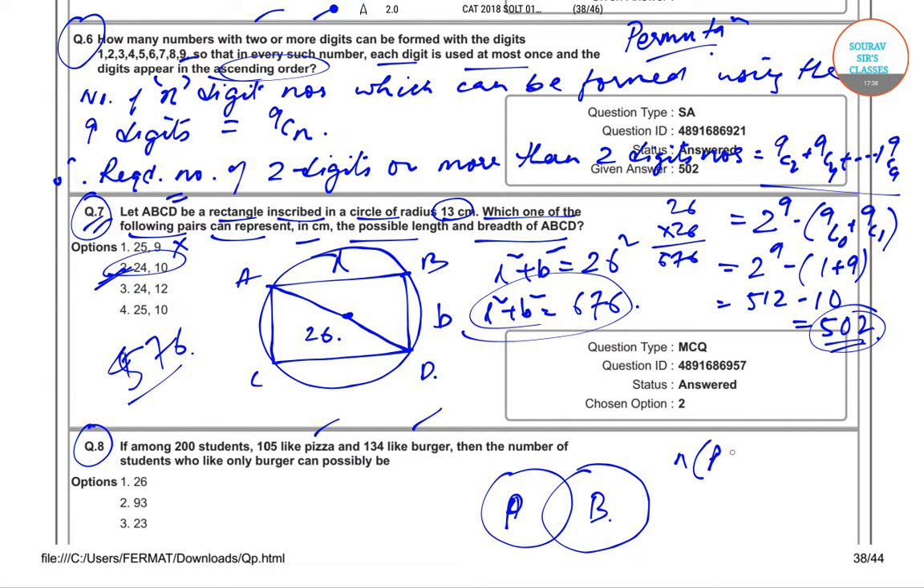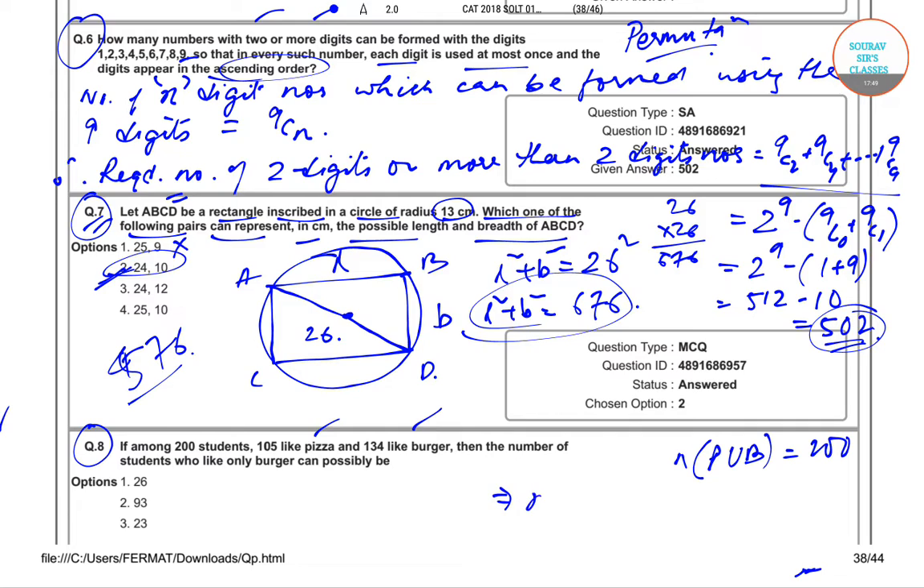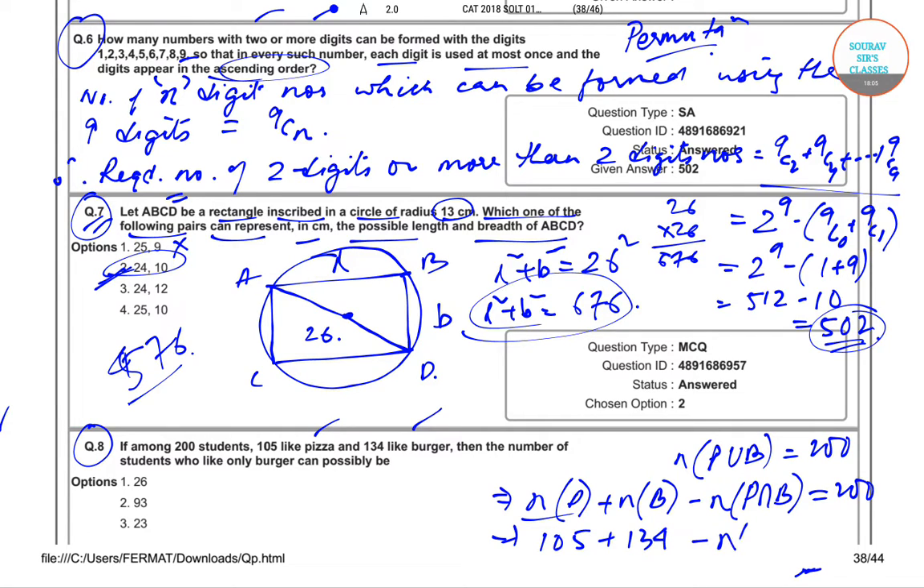So we have n of P union B equal to 200. That means we can write it as n of P plus n of B minus n of P intersection B equal to 200. We know the number of students who like pizza is 105, then 134 minus n of P intersection B is equal to 200. So finally we found out that the number of students who like both pizza and burger will be 239 minus 200, which is equal to 39.